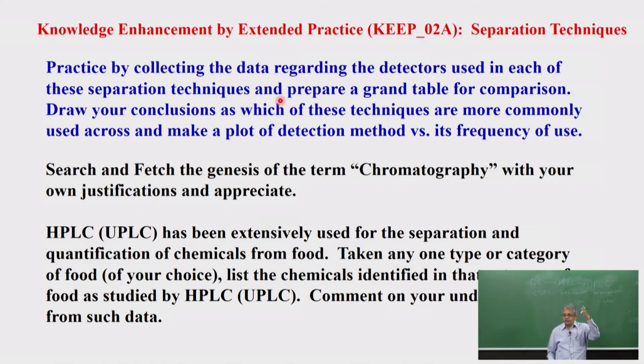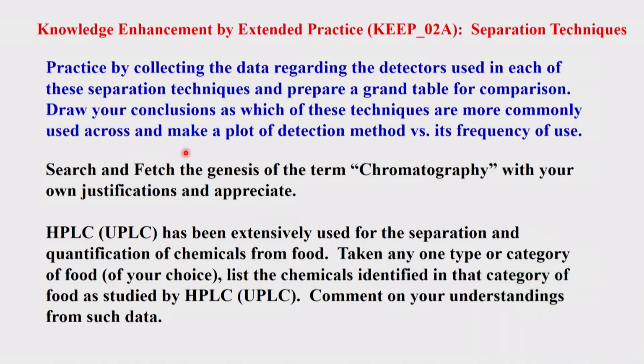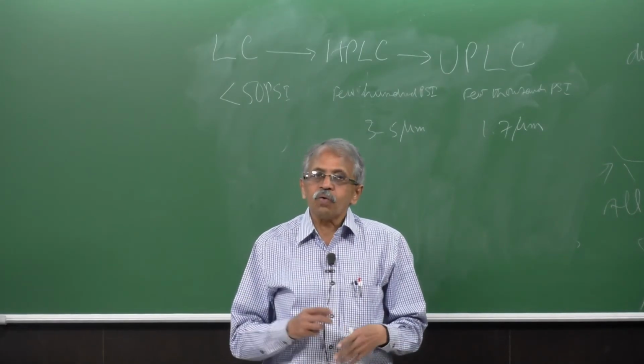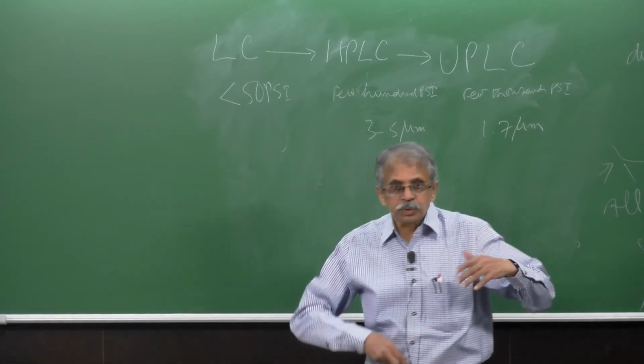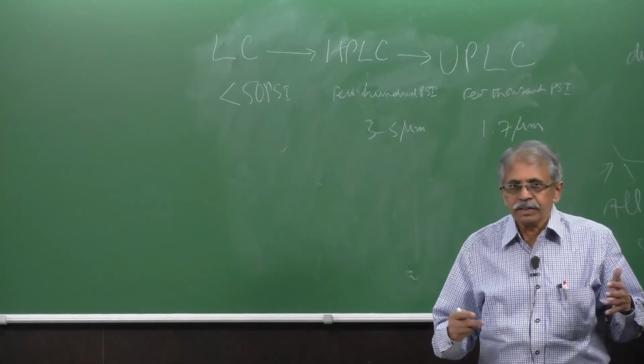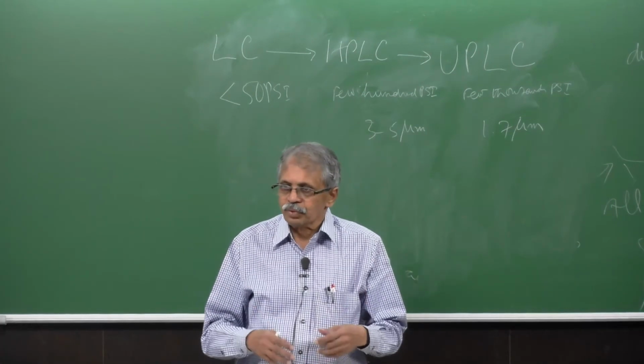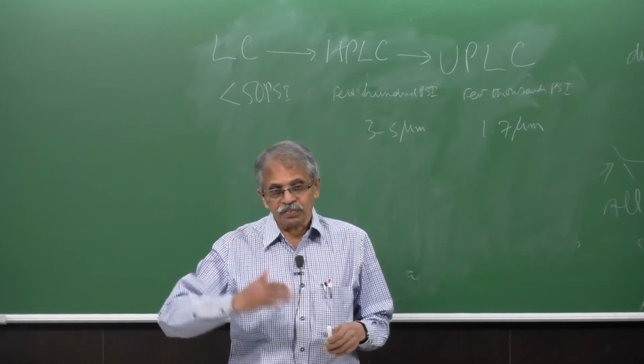So, the technique, the detectors, the sensitivity, and then you can draw your conclusions as to which of these techniques are more commonly used across, and make a plot of detection method versus the frequency, how frequently they are used. Frequency means how frequently they are used, not the frequency of the light. Some of the techniques are used very frequently, very routinely. Some of them are used less frequently, less routinely. So, you should be able to differentiate all that.